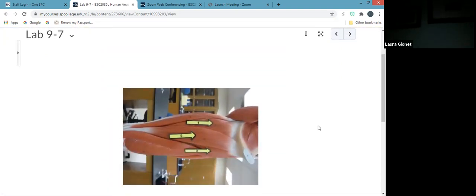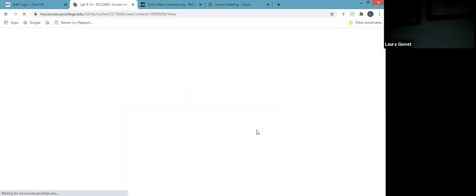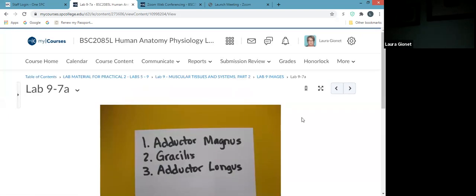Okay, now we're looking at the inner thigh. All right, so we're looking medial to lateral, from the inside of the thigh. And most of the muscles to the inside of the thigh contract and bring your knees together, or what's called adduct. So number 1 is adductor magnus, I beg your pardon. Number 2 is gracilis, and number 3 is adductor longus. Adductor magnus, gracilis, and adductor longus.